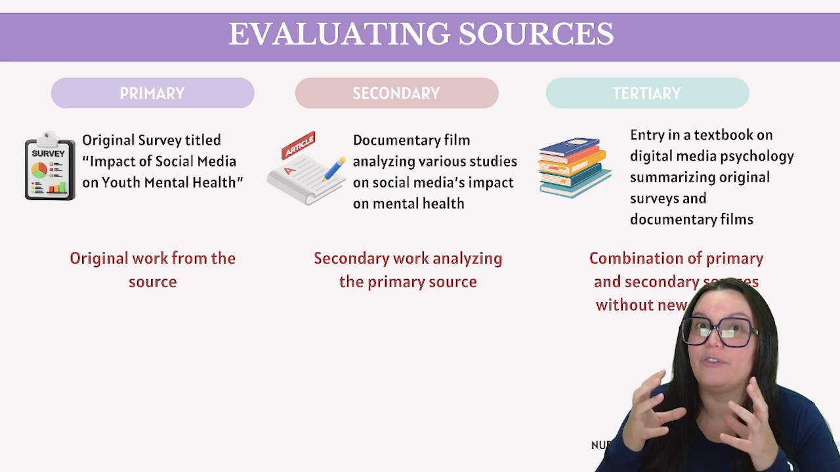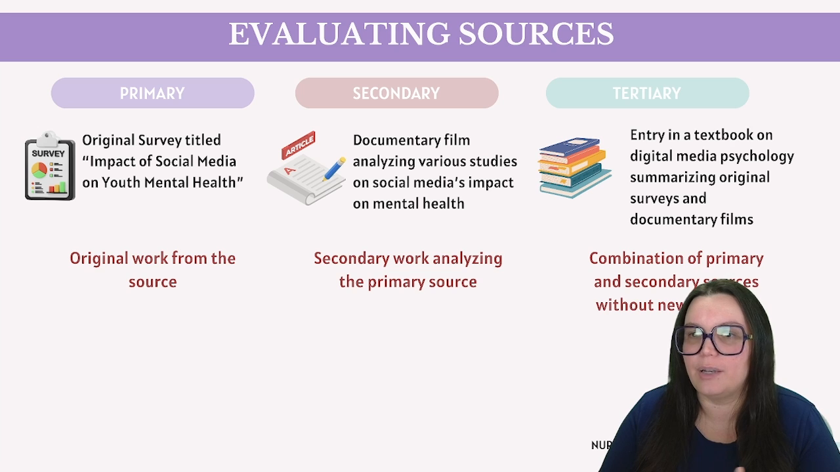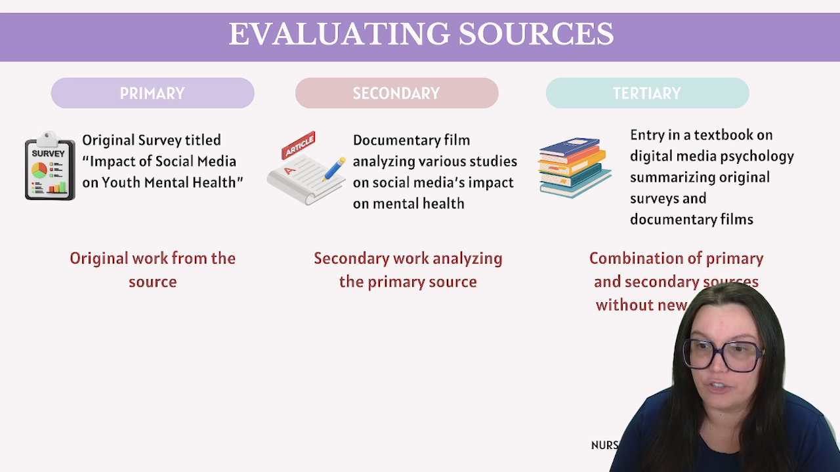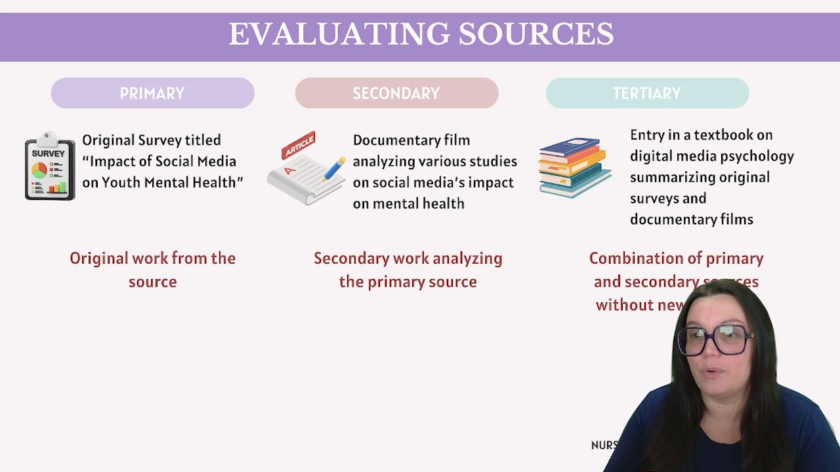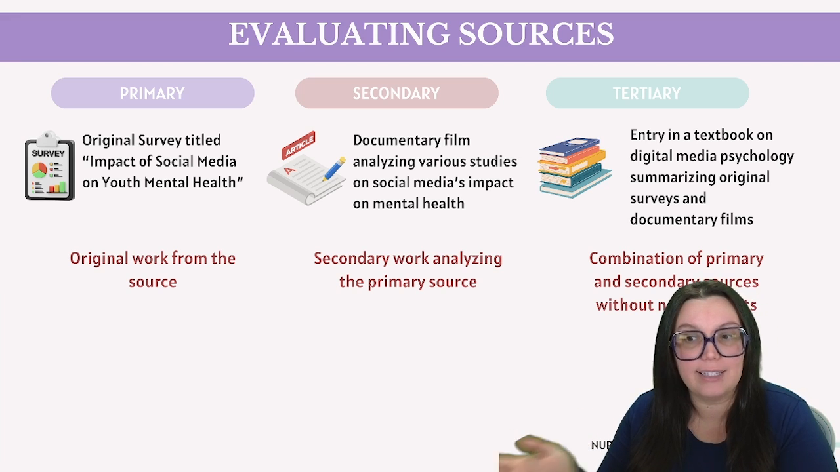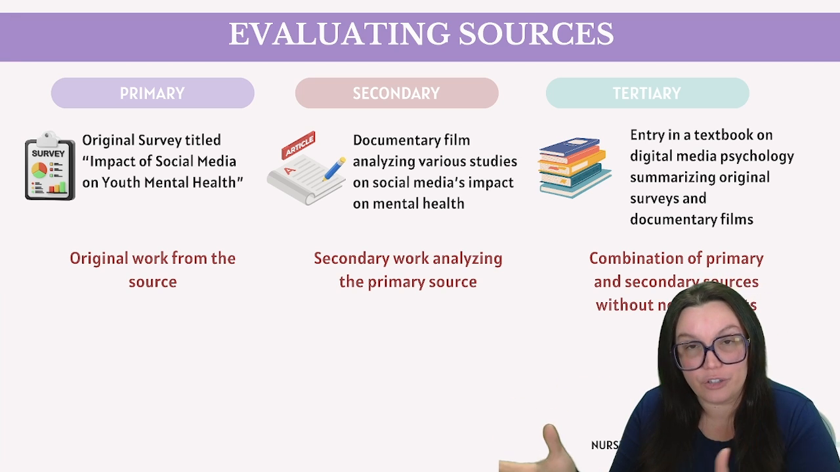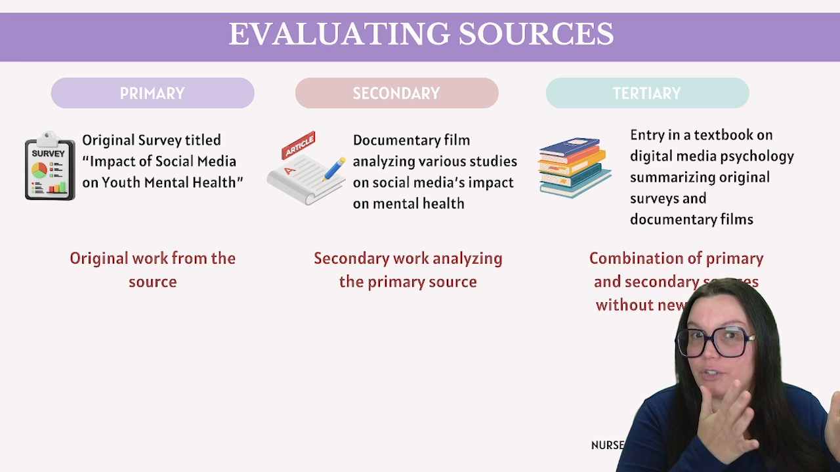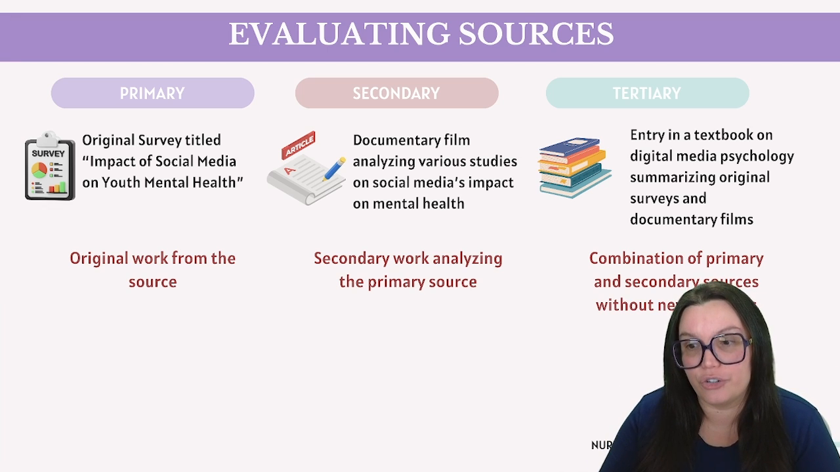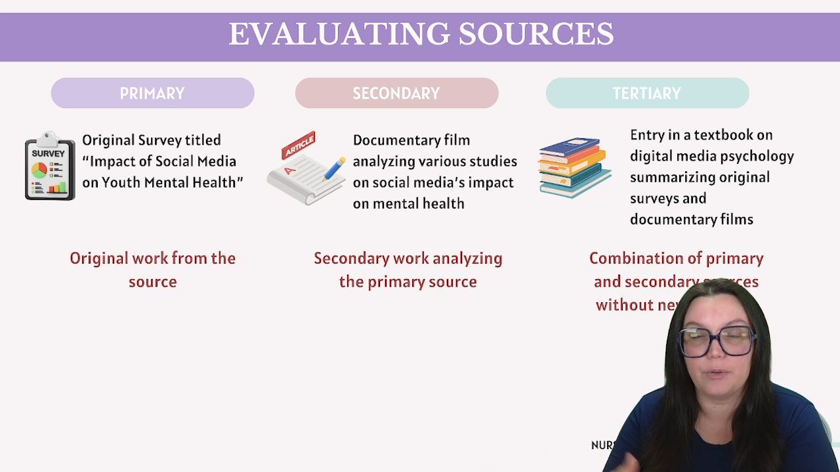And then lastly, we have tertiary sources. This could be an entry in a textbook on digital media psychology that summarizes findings from various studies on social media as well as mental health, including the mentioned research study as well as the documentary film. This is a tertiary source as it compiles information from multiple primary and secondary resources without actually providing any kind of new analysis of those two.